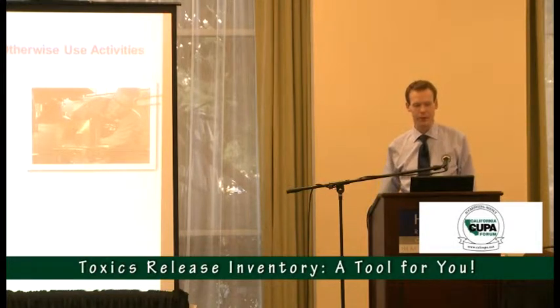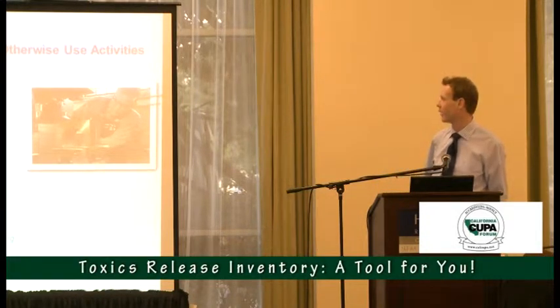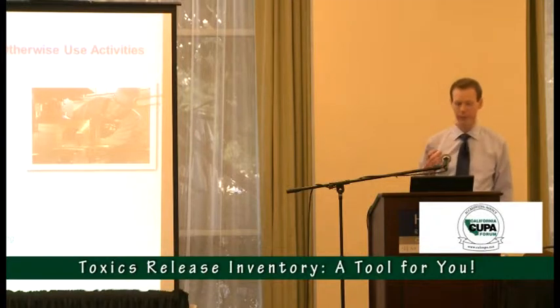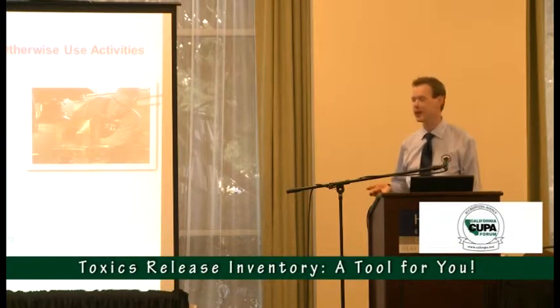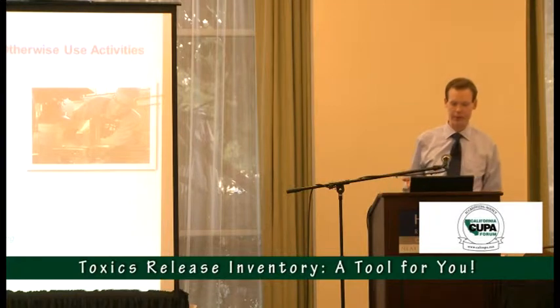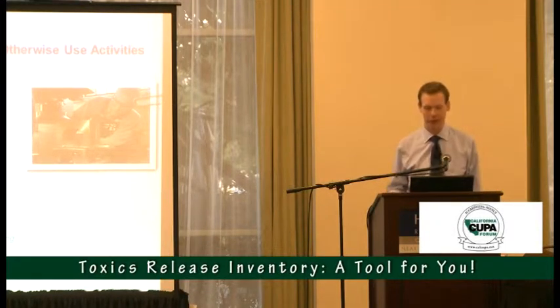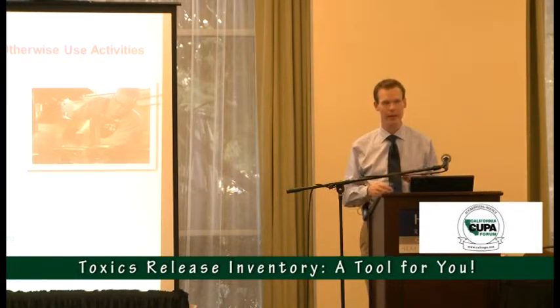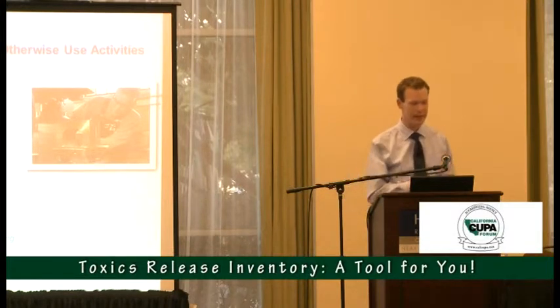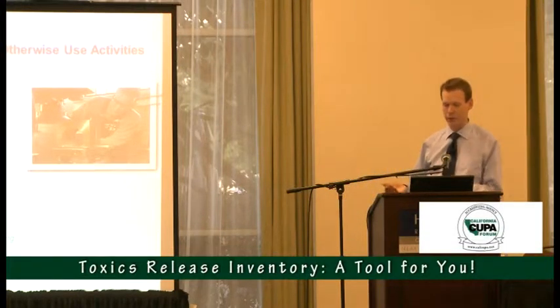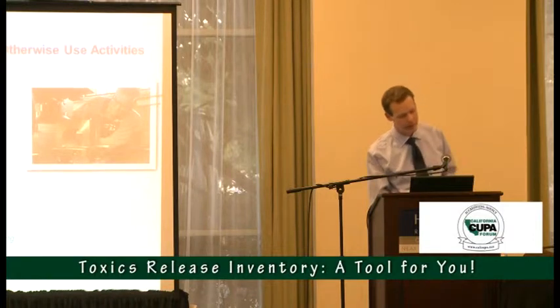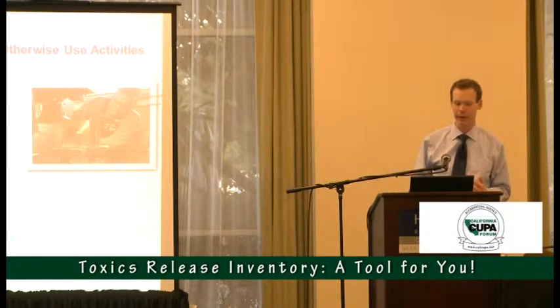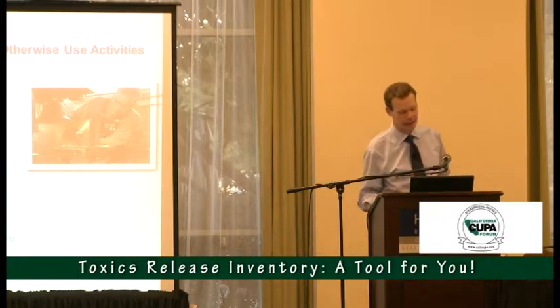So then otherwise use covers a wide range of other activities. For one would be chemical processing aid. For example, if you have a chemical that's used as a solvent or a catalyst, that would be otherwise used. So you'd look at the amount of solvent or catalyst that's being used or introduced to your process in that year, and that would count towards your threshold. Other are manufacturing aids, lubricants, refrigerants that are used in your process, and ancillary activities.